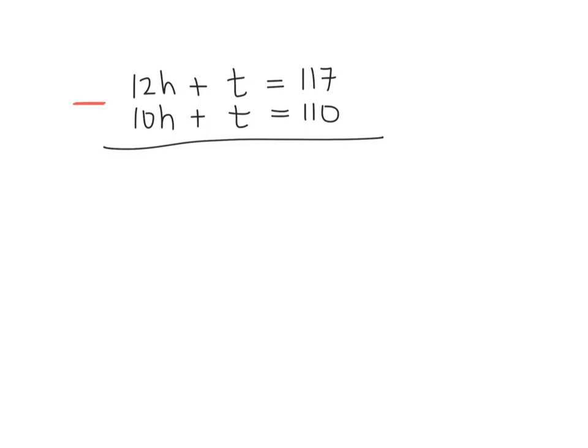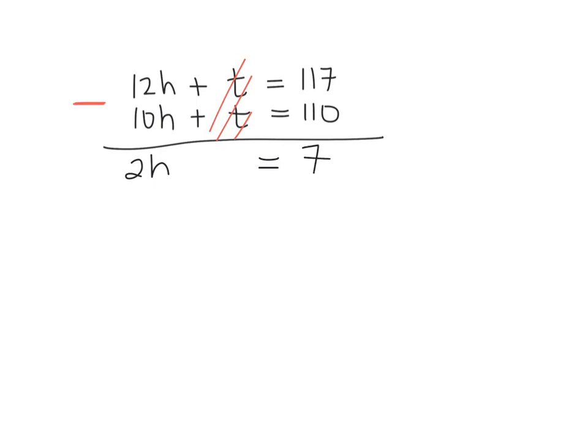So I'm going to go ahead and do that subtraction starting from the far left. So I'm going to start with 12h subtracted by 10h, which would give me 2h. And then I move on to the t's. So t minus t, that is 0. And so we've successfully eliminated the letters t. And then I have an equal sign. And then I have 117 minus 110, which is 7.